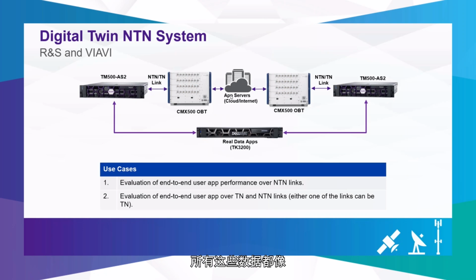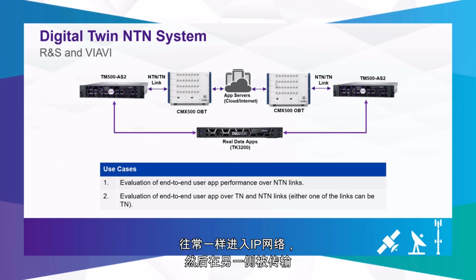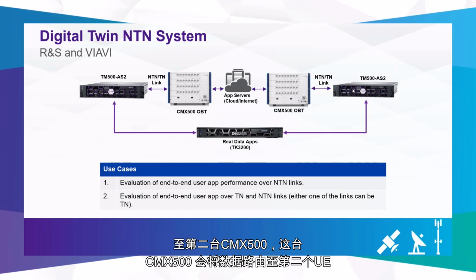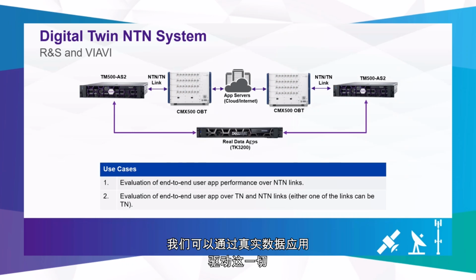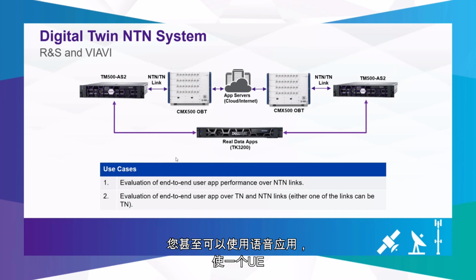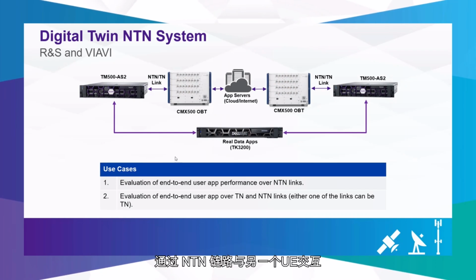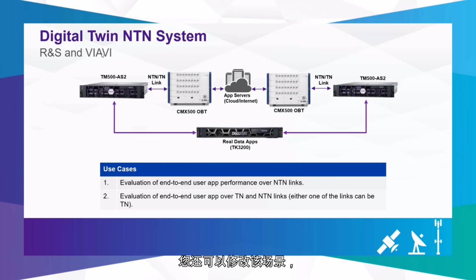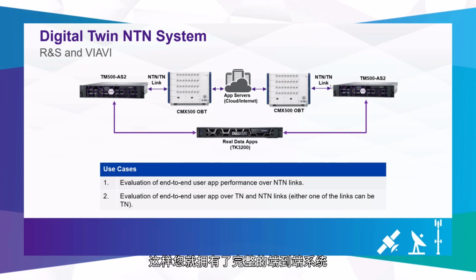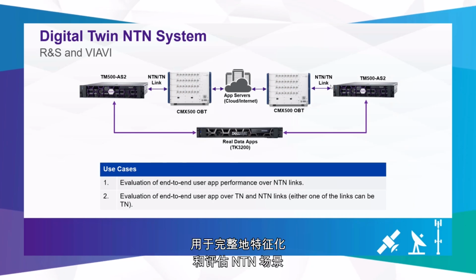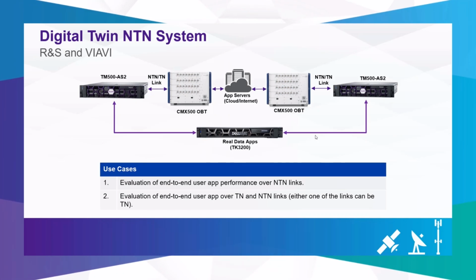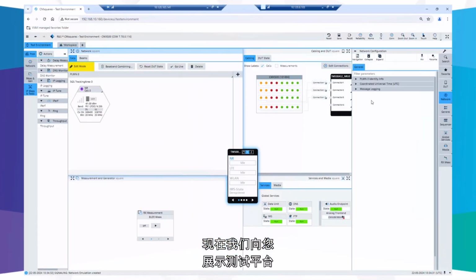All that data goes into an IP network as usual, and then can be fed out again to a second CMX, and that CMX routes it back to the second UE. We can drive all of this with our real data applications, so you can even do voice applications where one UE is speaking to another UE over NTN links. You can also modify that scenario so one link could be NTN and the other link could be non-NTN. So giving you a full end-to-end system for characterizing and evaluating NTN scenarios fully. So now we'll go and show you the testbed.